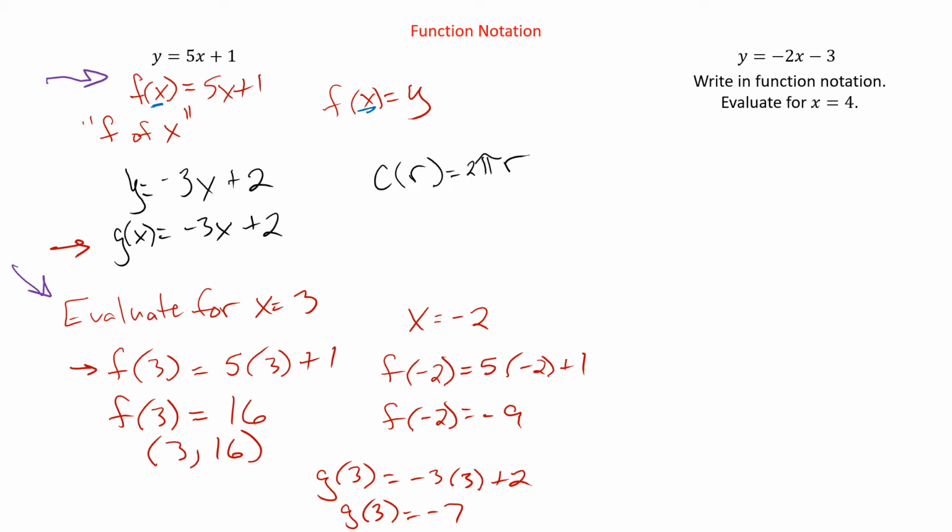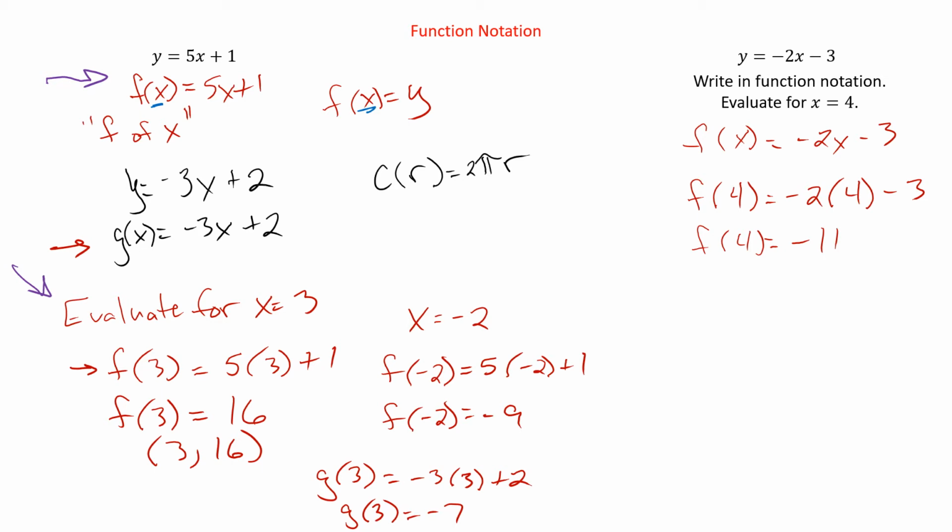All right, so we're going to write in function notation. We can use whatever name we want. We'll just use f of x. So we'll say f of x equals -2x minus 3. That's in function notation. Now we're going to evaluate for x equals 4, which means we want f of 4 equals -2 times 4 minus 3. So f of 4 is -2 times 4 is -8, minus 3 is -11. How'd you do? Did it work?